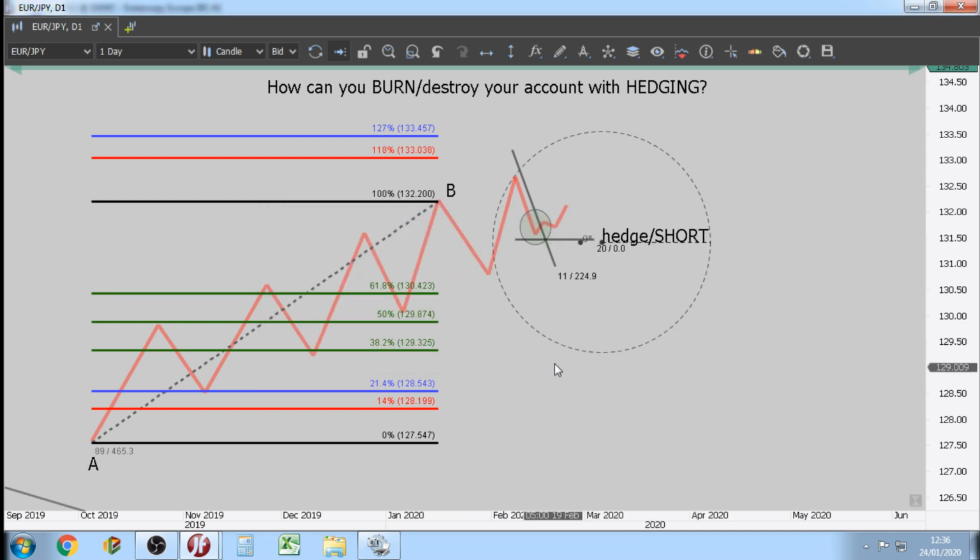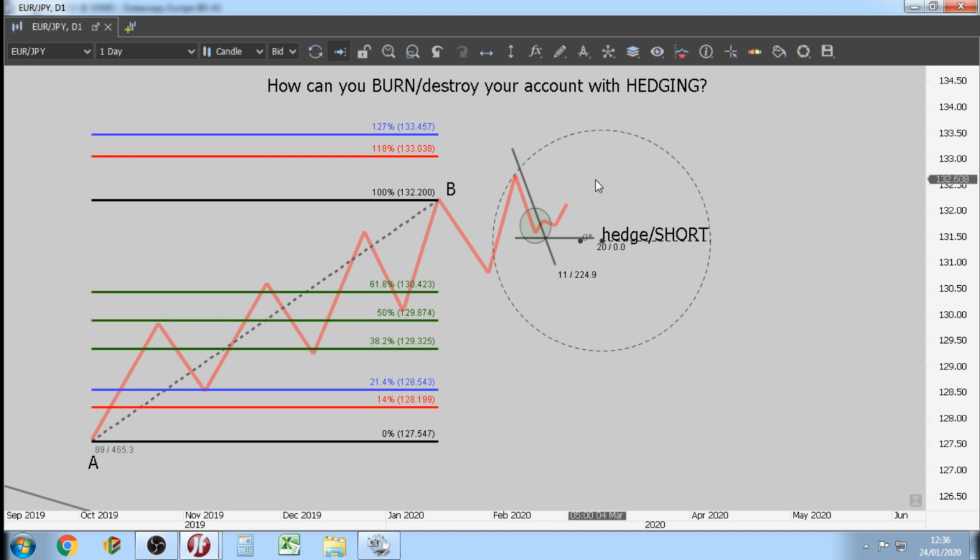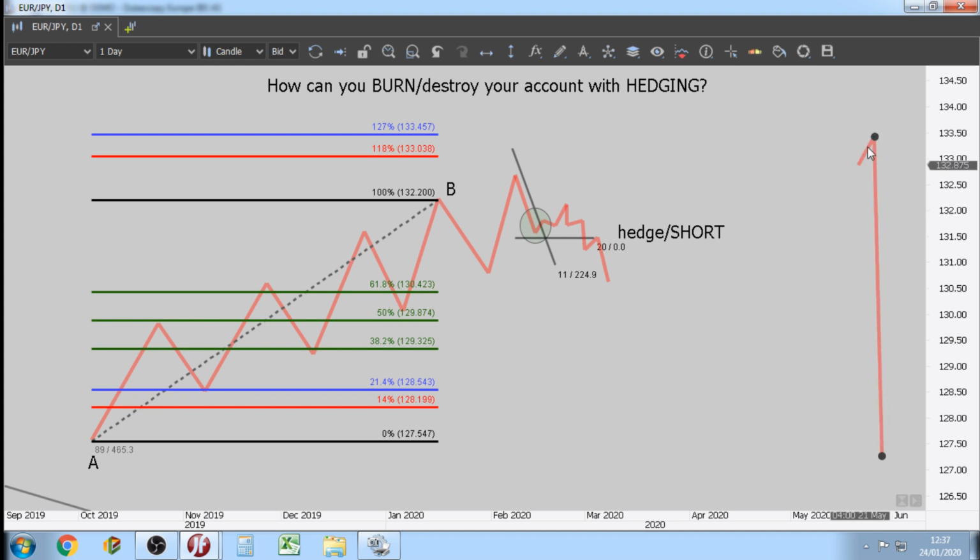Okay, how can you burn, destroy your account with hedging? Well, the market is going to reverse, is going to hit your hedge, and is going to continue, and is going to do this. Okay, now remember, on the monthly chart, on the weekly chart, and on the daily chart, you have the up Fibonacci.